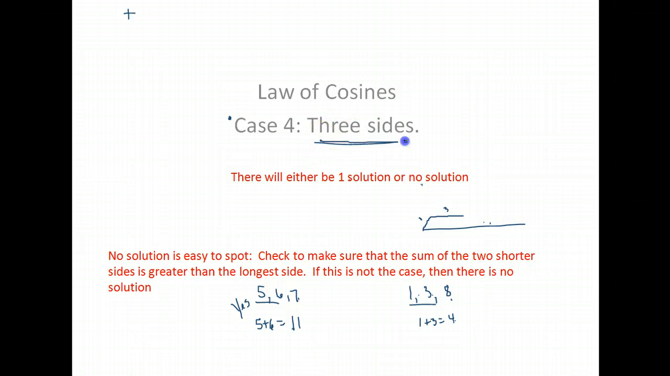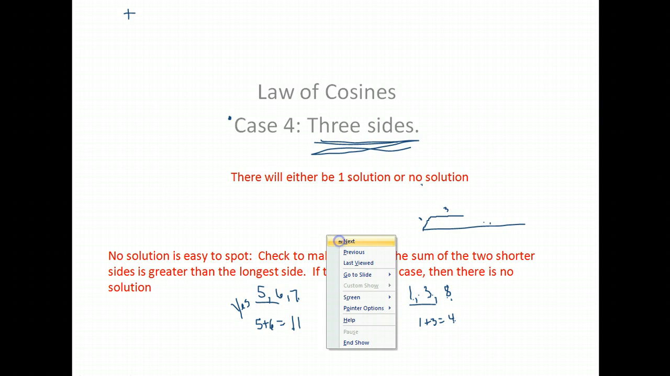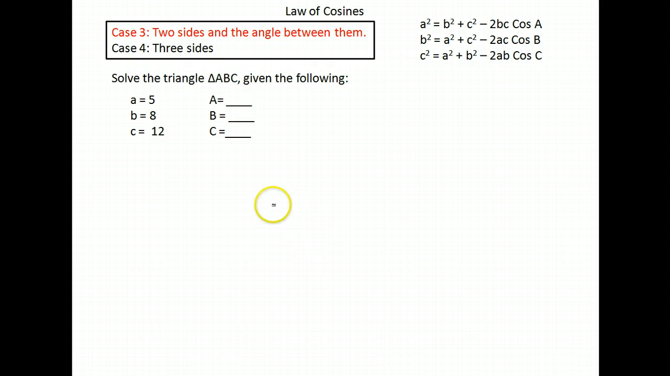When you're given three sides and you're using the law of cosines to solve for the angles in the triangle, first check, make sure the two shorter sides added together are bigger than the third side. If they are not, then your answer is no solution and you don't need to go any further. Now, if you do go past that and forget to check, eventually you'll figure out it's wrong because you'll get an error. Okay, let's do an example.